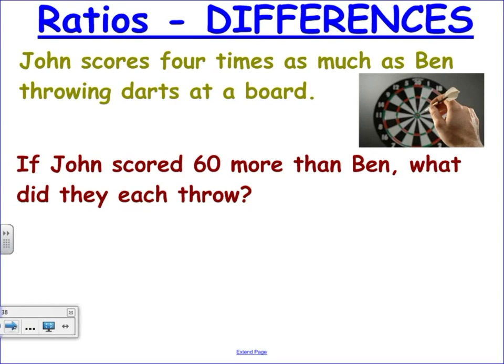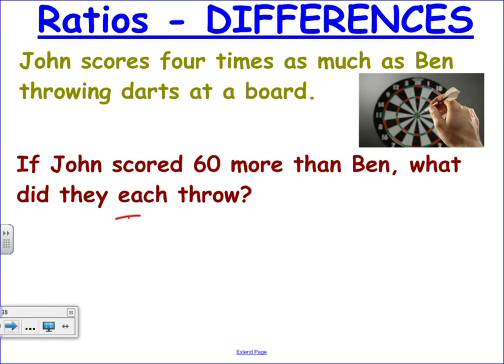John scores 4 times as much as Ben throwing darts at a dartboard. If John scores 60 more than Ben, what did they each throw? There you go. So do everything that you've done so far. What's your ratio? What are your letters above your ratio? J and B, John and Ben. What is your ratio?